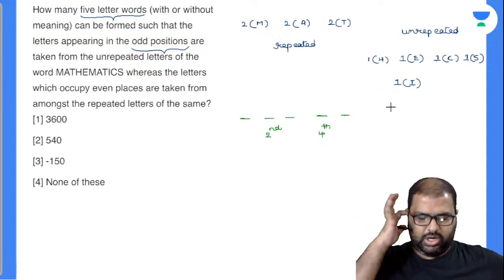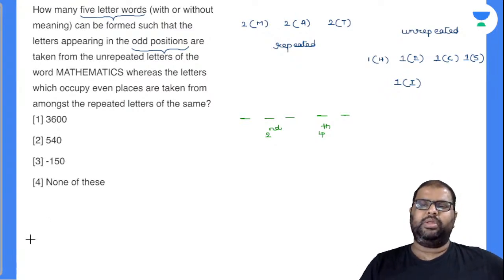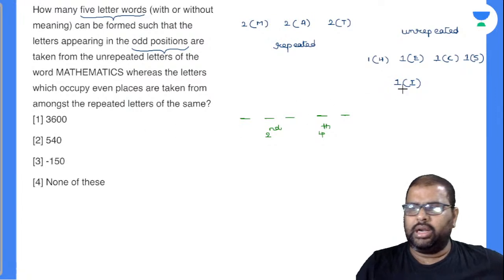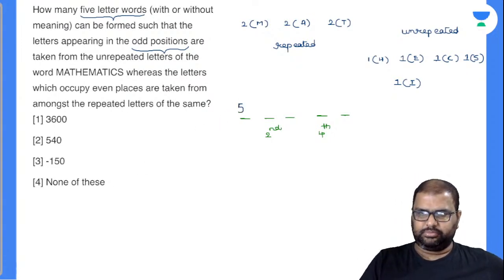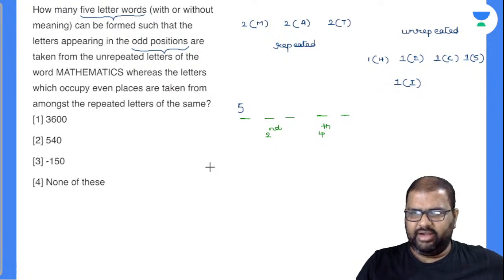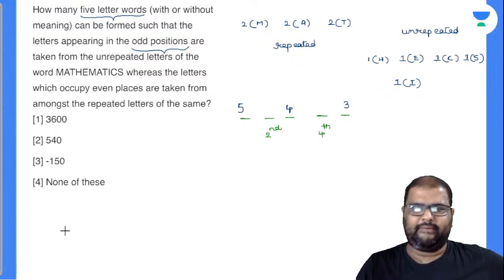1, 3, 5. These are odd positions. Now see here, odd positions you have to take from unrepeated letters. So I'll write down here. Unrepeated letters, how many letters are there? 5. Out of these 5, I have to take 1. Arranging, how many letters are formed? I can take 5 letters, 5P1. So here 4, here 8 done.